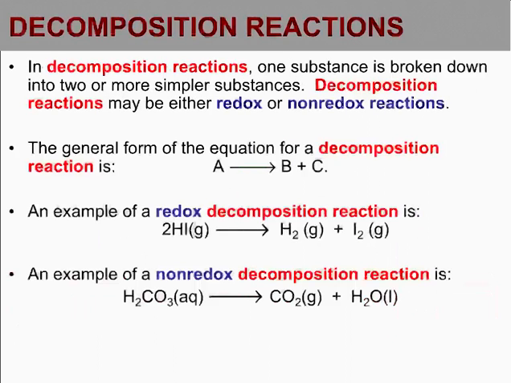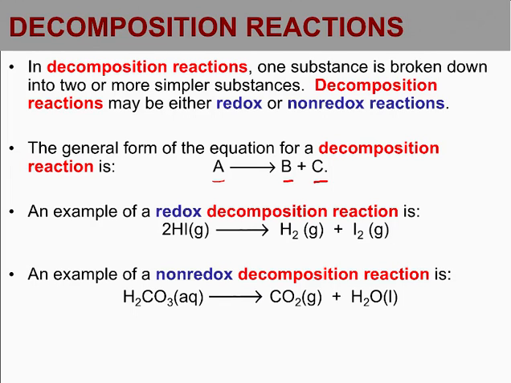So let's start with decomposition reactions. In decomposition reactions, one substance is broken down into two or more simpler substances. Decomposition reactions may be either redox or non-redox reactions. So the general form for a decomposition reaction, we have one reactant, which we'll call A, and it's going to decompose and turn into multiple products, so B and C.